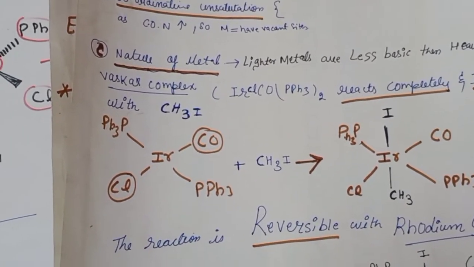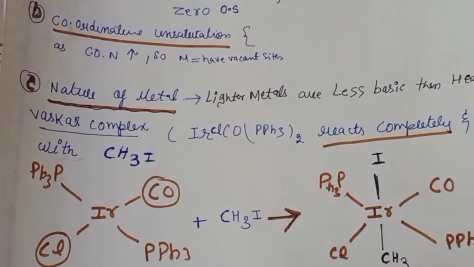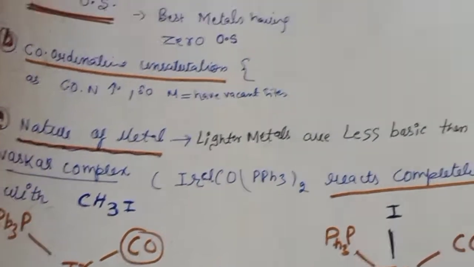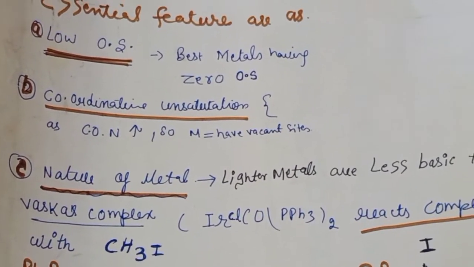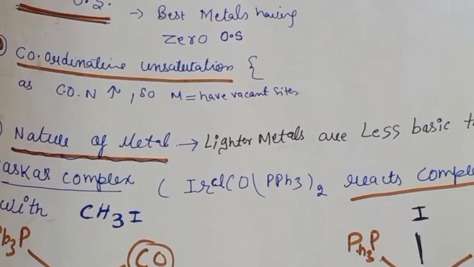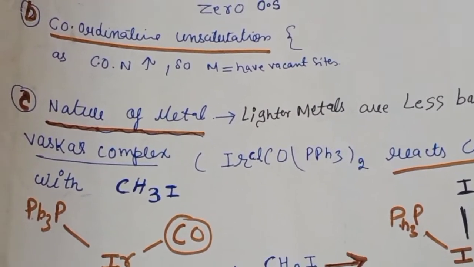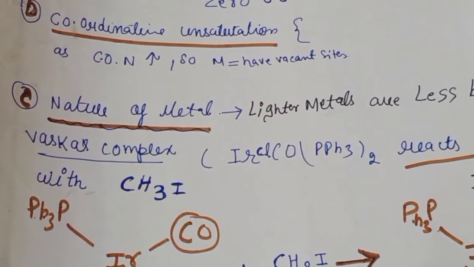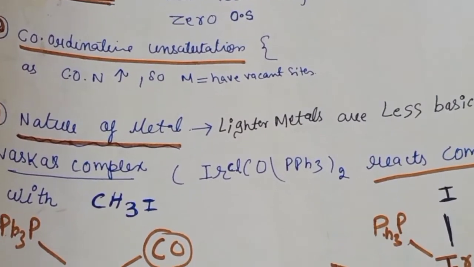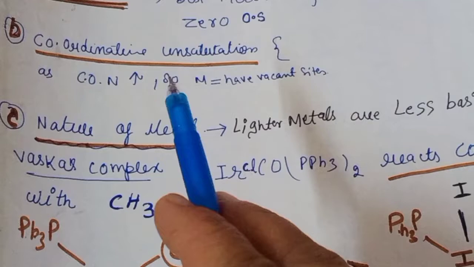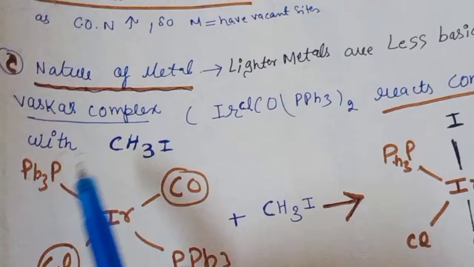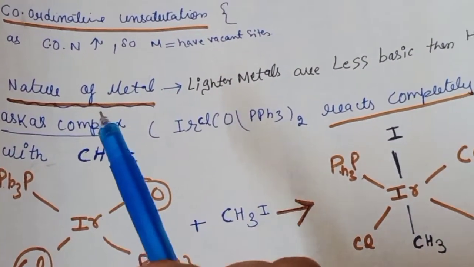What are the essential features of the oxidative reaction? The first essential feature is the low oxidation state. The best metals which undergo oxidative addition reactions have the 0 oxidation state. Then coordinative unsaturation, meaning the coordination number should be less than 6. It should not be 6 or above it. Then only the reaction is possible, and addition of more ligand is possible.